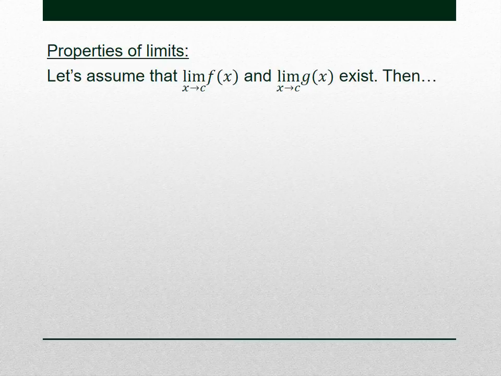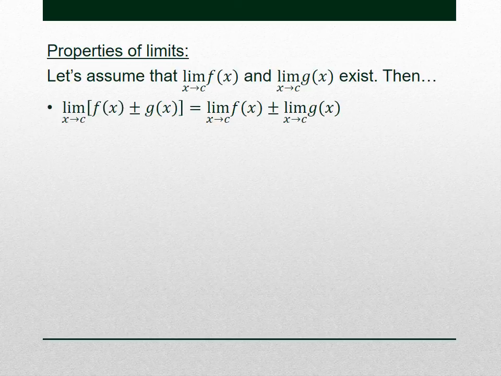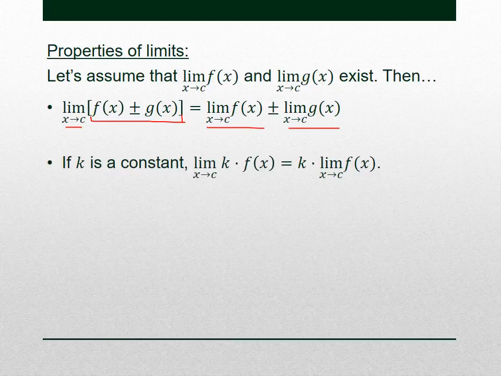Okay, more properties of limits. Now we're going to assume that the limit as x approaches c of f of x exists, and the limit as x approaches c of g of x exists. If those two limits exist, then if we add or subtract our functions and then take the limit, that's the same thing as taking the limits and then adding them or subtracting them. If we multiply our function by a number, we can pull that number out and just take that number times the limit.